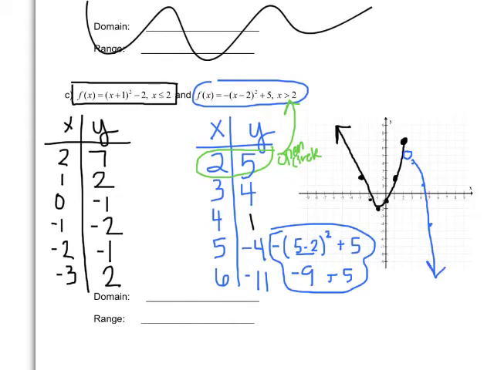All right. Domain still exists everywhere. And range this time, bottom to top, also exists everywhere. And that's it for today.